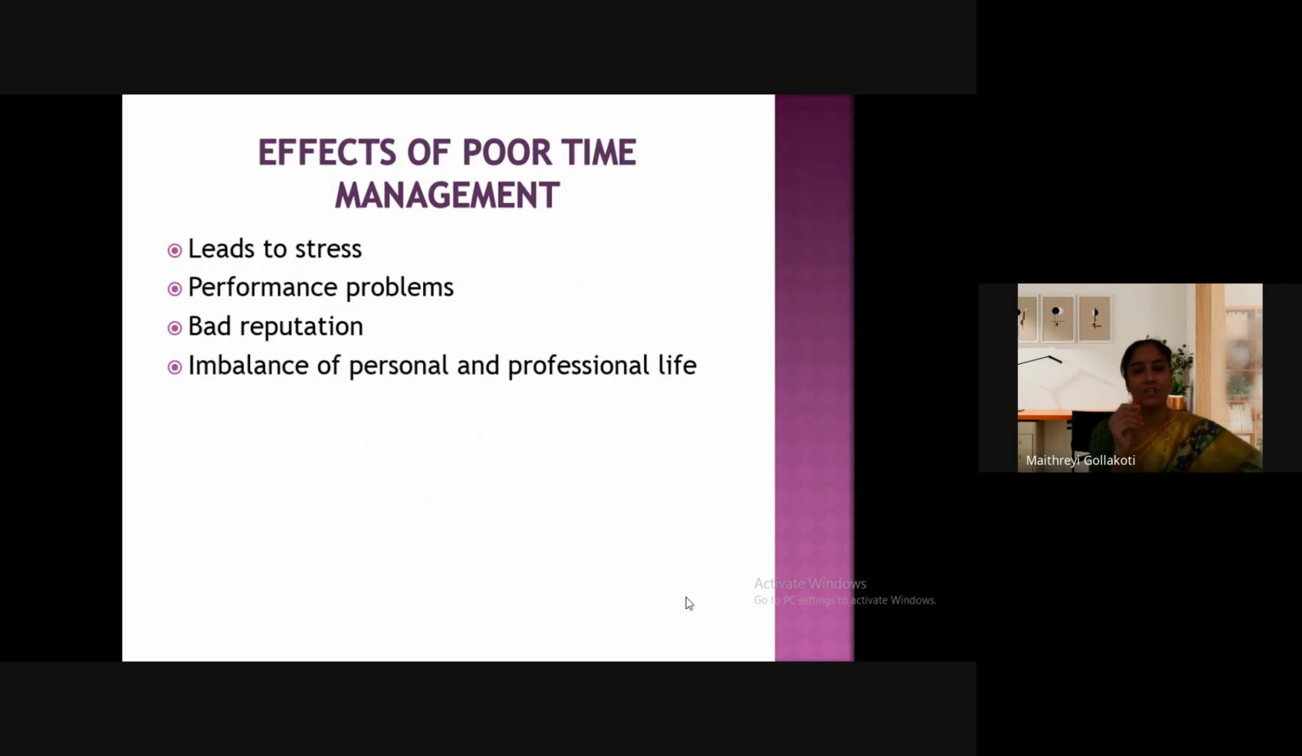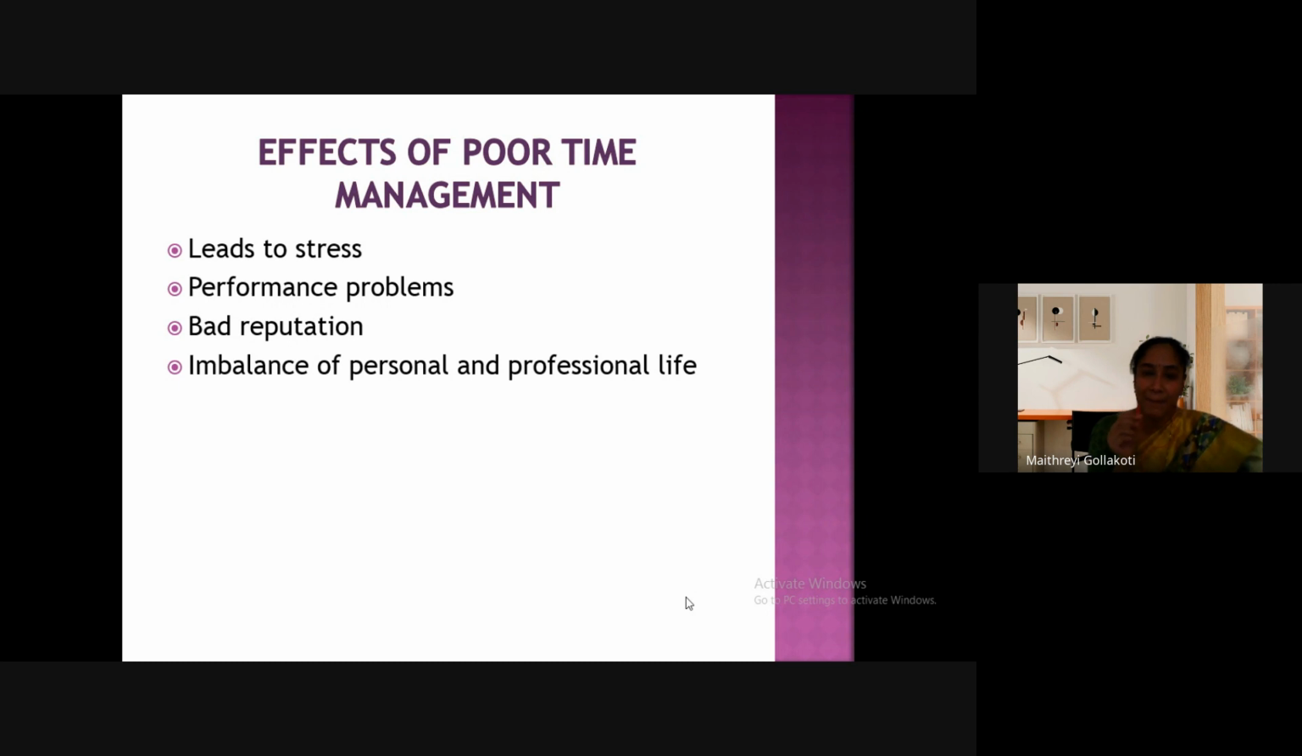Effects of poor time management. What happens if the time is not managed properly? Definitely, it will lead to stress. This is where the two topics are interrelated. Okay? If you're not able to manage your time properly, it will definitely lead to stress. So, for stress management, you have to first do time management. If you are able to manage your time properly, you can manage your stress very easily. Okay? So, invest your energy and your planning in time management.